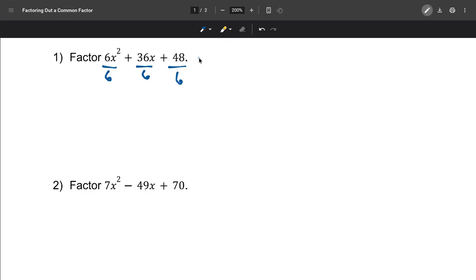So what I'm going to do is write this as 6 times, well, 6x squared divided by 6 is just x squared. 36x divided by 6 is just 6x. And 48 divided by 6 is, let's see, 8.